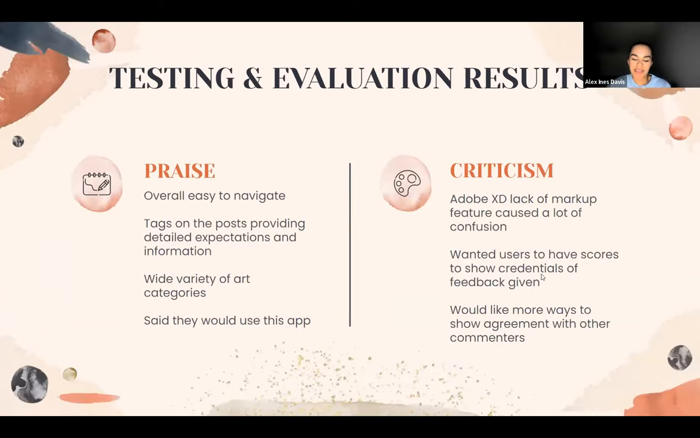After the task analysis was completed, we asked our test users general questions to gain understanding of the quality, general aesthetics, all of that of our prototype. We received a lot of praise and criticism, mostly praise, that overall it is easy to navigate, and they liked the ability to have tags on posts, providing details such as skill level and the type of feedback wanted. And lastly, they appreciated the wide variety of art categories and said this application is something they would actually use.